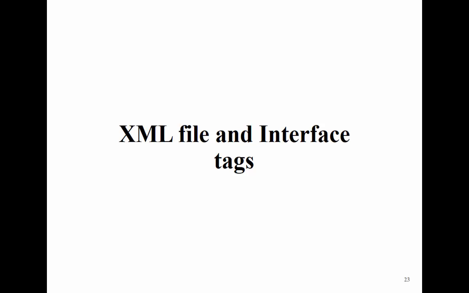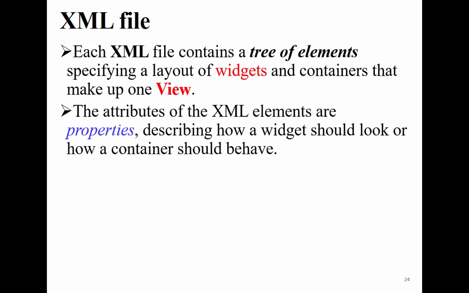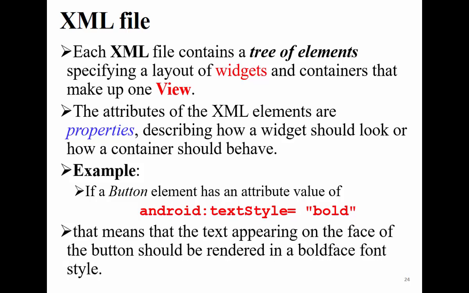I will continue today about the XML file and interface tags. So XML is a tree of elements, and each element is a child of another element. You can put them inside. So we have the layout of the widgets and the containers that make the view. So XML has properties for each element. You can see here, if you add a button, there is android:textStyle equals bold, which tells us what the style of the text that will be written on the button is. It will be boldface.